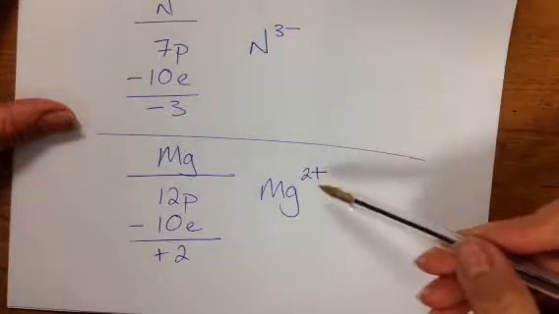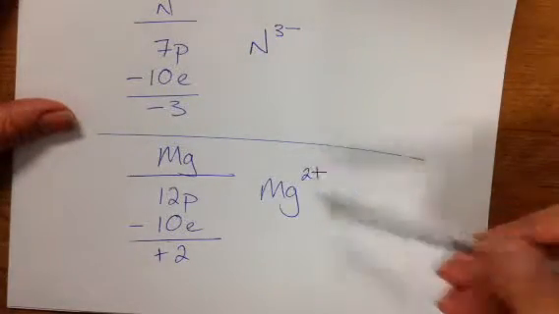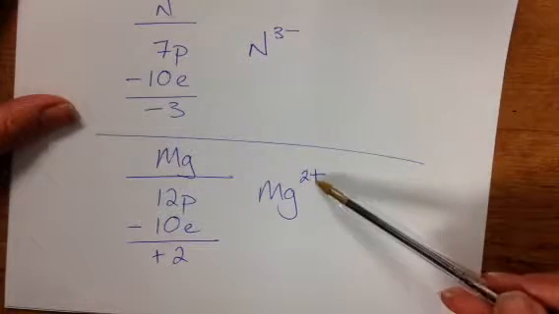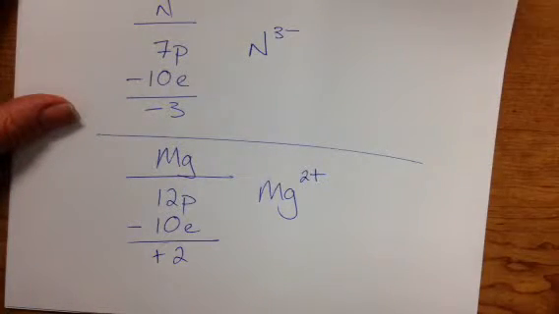Again, that's a superscript. We write it above the line. We write it smaller than our regular font, and we put the number in front of the charge. So it is 2+.